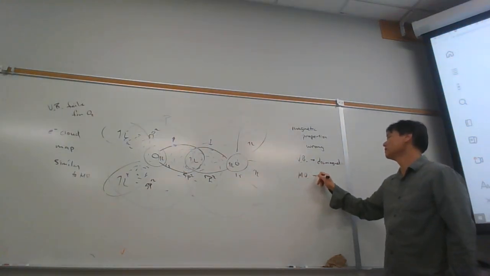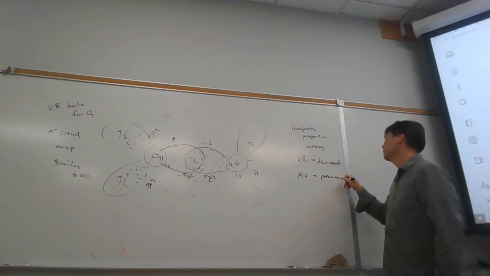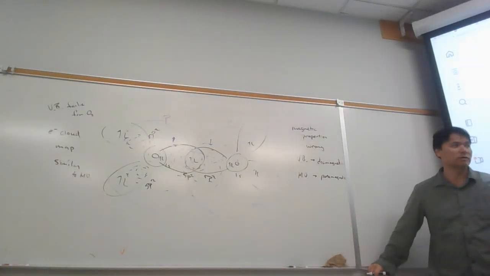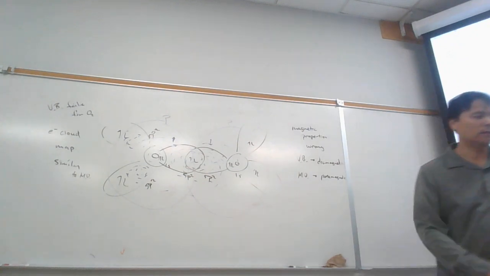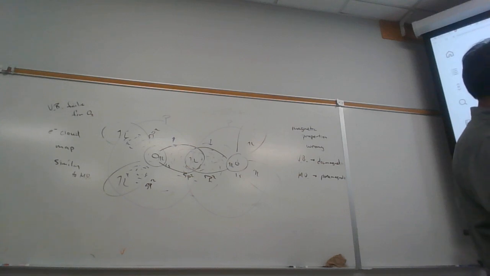MO, on the other hand, tells us that O2 is paramagnetic. Paramagnetic means that there are unpaired electrons and it's attracted to magnetic fields. So which is it? Is it repelled by magnetic fields or is it attracted to magnetic fields? O2 is paramagnetic. Exactly. So let's take a look at the paramagnetism of O2. Let me see. Where is it?